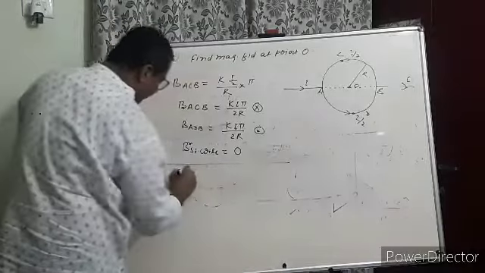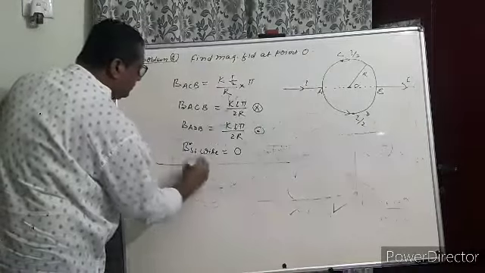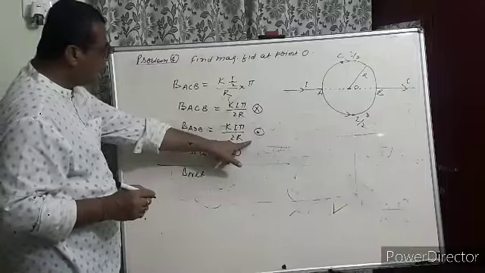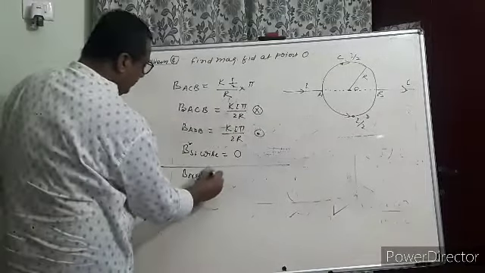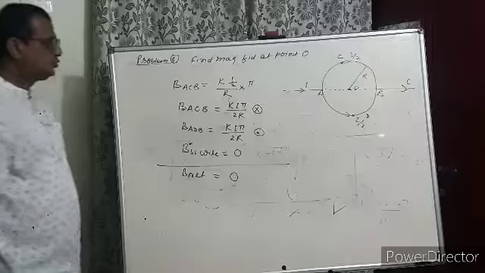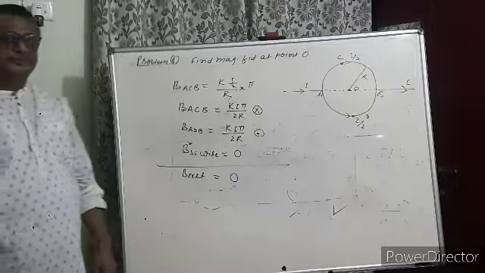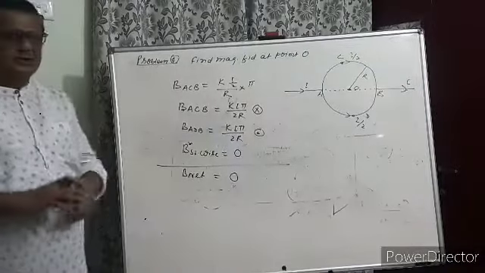Then the net magnetic field will be, this is inward and this is outward. The value is the same, so the magnetic field will be equal to 0. So the net magnetic field will be equal to 0. I think it is clear for the circular wire.